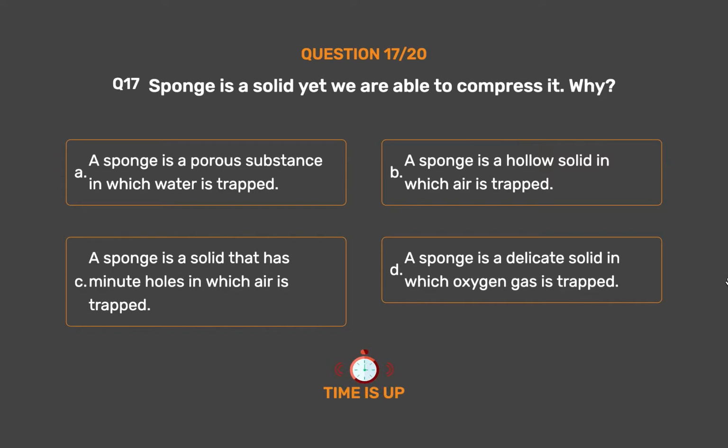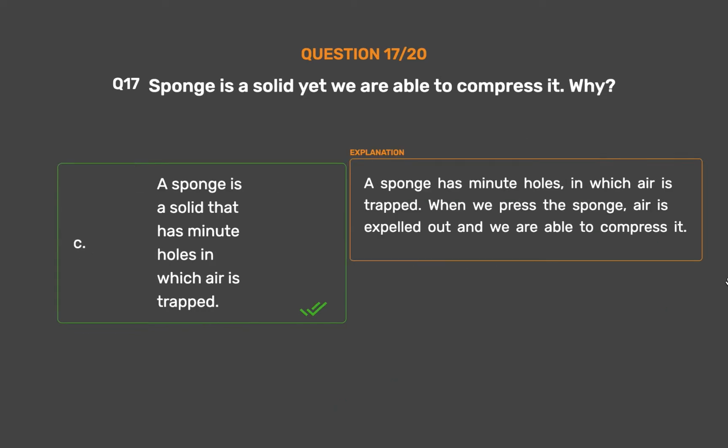The correct answer is option C. A sponge is a solid that has minute holes in which air is trapped. When we press the sponge, air is expelled out and we are able to compress it.